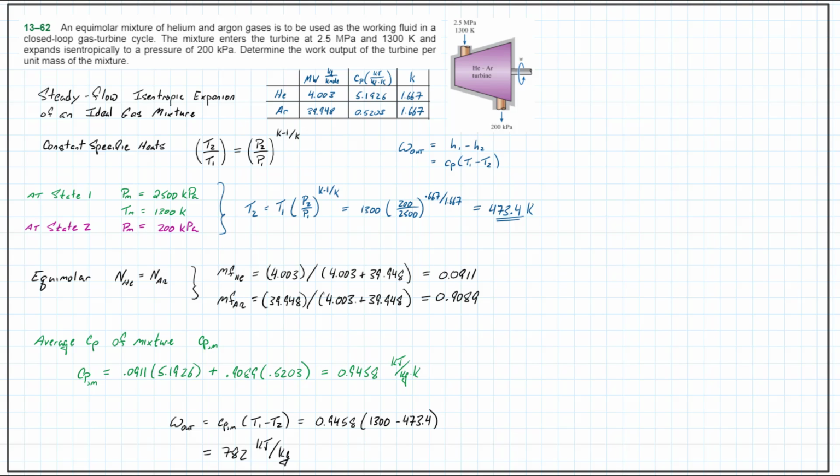Instead of just figuring out the average specific heat at constant pressure of the mixture, you would have also had to figure out the average ratio of specific heats of the mixture, and you would have utilized that in the isentropic flow equation. All right, so that's the last example that I wanted to do with regards to gas mixtures in chapter 13.